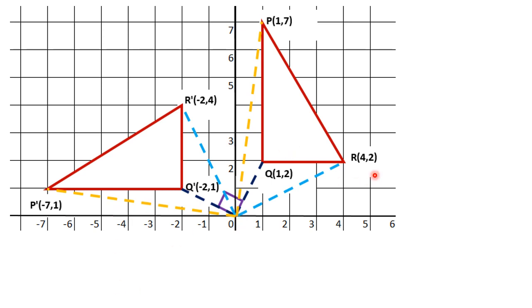So it'll just be a continuation of this blue line to get the image of R, the continuation of this navy blue line to get the point Q prime, and continuation of this yellow line to get that. And that's important to note. Maybe I should have mentioned also that every point of the object turns through the same angle. And that's the end of my tutorial.